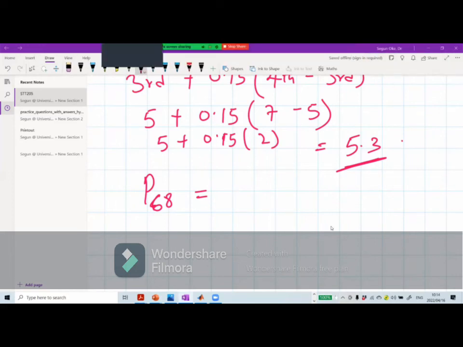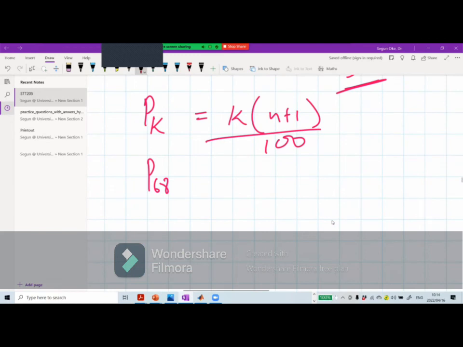So this case is simple. The formula for PK is K into N plus 1 divided by 100. Percentile is 100, decile is 10, and quartile is 4. Please take note: percentile is 100, so anything you are doing must be divided by 100. And remember where the K is. If I ask you to do P68, my K in this case is 68.